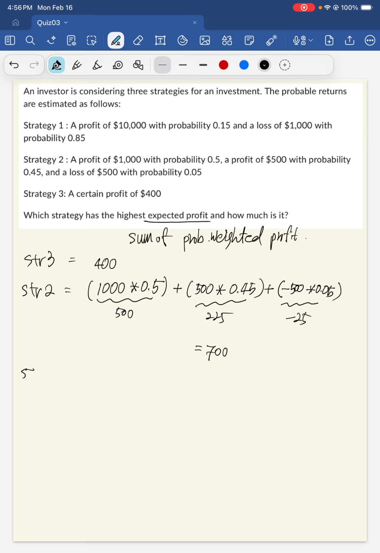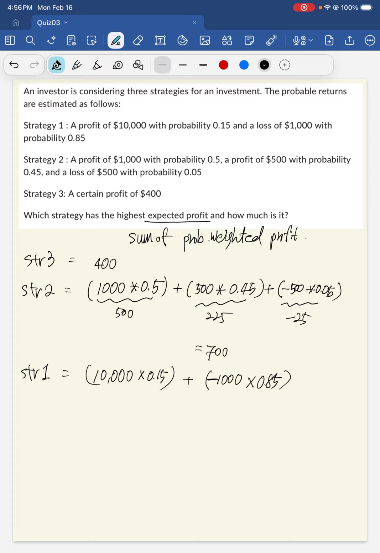And finally, the first strategy, using the same idea. The first possibility is $10,000 with probability 0.15. Plus, the second possibility is $1,000 with probability 0.85. Okay, so multiply them. The second one is a loss, so you have to use negative 1,000.